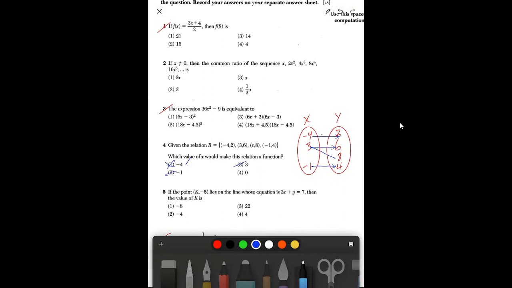And then 0. If we put 0 in here, then the 0 would go to the 8, and that would be perfect because every input would have only one arrow coming out of it, or only one output. So that's what you should see. So the answer for this one is 4, and we're done.